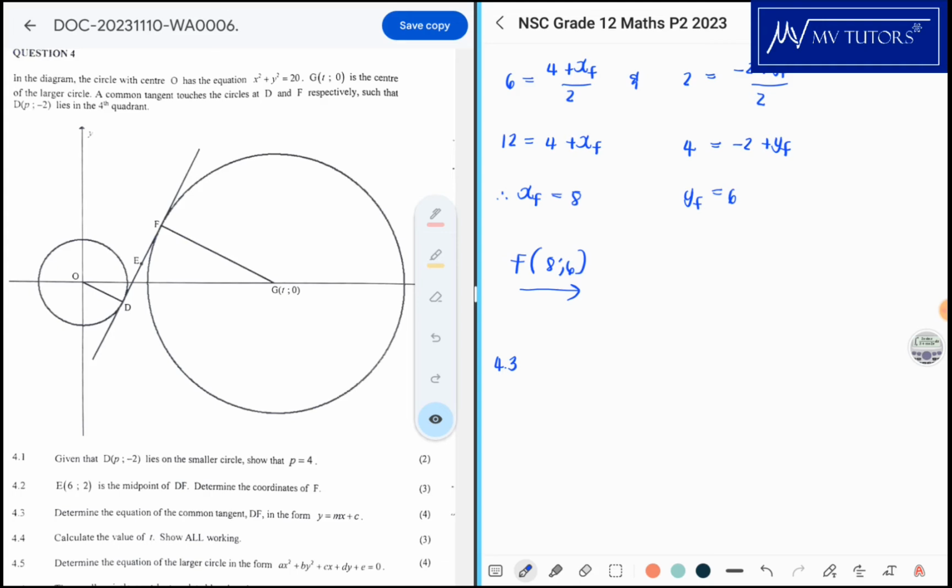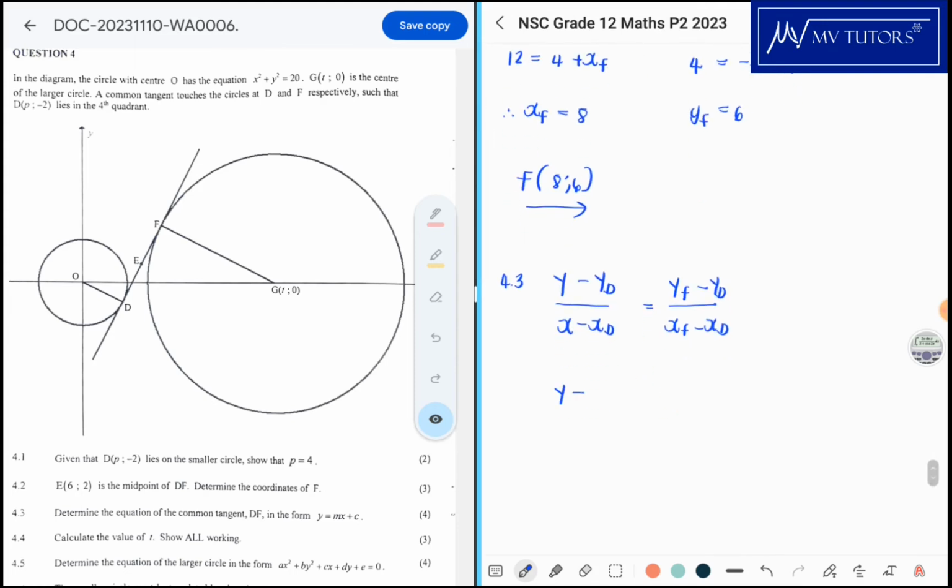So what I'm going to do is use the coordinates D and F. Or you can use D and E, or F and E, it really doesn't matter. It'll give you the same answer. So let me just use D and F. Then the equation is (y minus yd) over (x minus xd), equals (yf minus yd) over (xf minus xd).